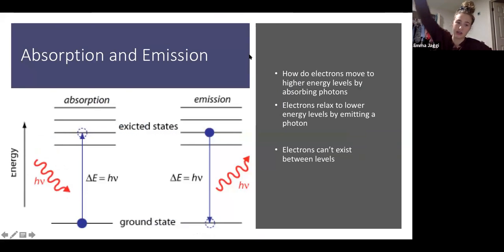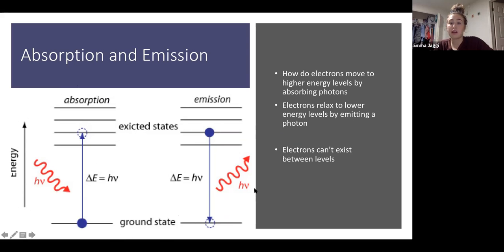Absorption and emission. We talked a little bit about this. When an electron is going from a lower energy state to a higher energy state, for example n equals 2 to n equals 4, it's absorbing. When it's going from a higher energy state to a lower energy state, like n equals 5 to n equals 1, it's emitting. And you can see that displayed right here. It's absorbing going to a higher energy state, emitting going to a lower energy state.